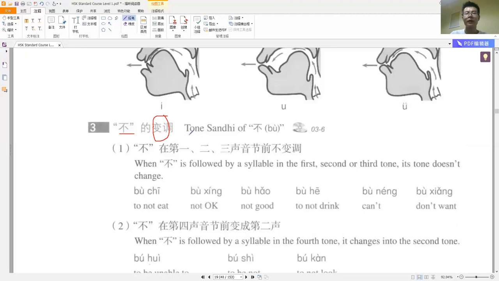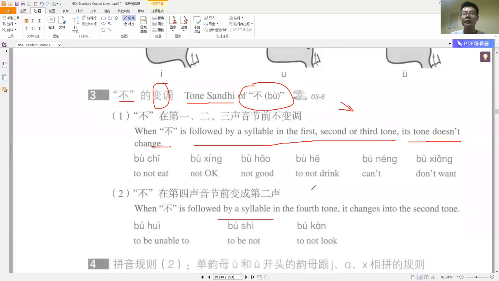Just practice. It's simple, you will make it. The tone change of bu: when followed by a syllable in the first, second, or third tone, its tone doesn't change. Bu is the fourth tone. When followed by a syllable in the fourth tone, bu changes into the second tone.